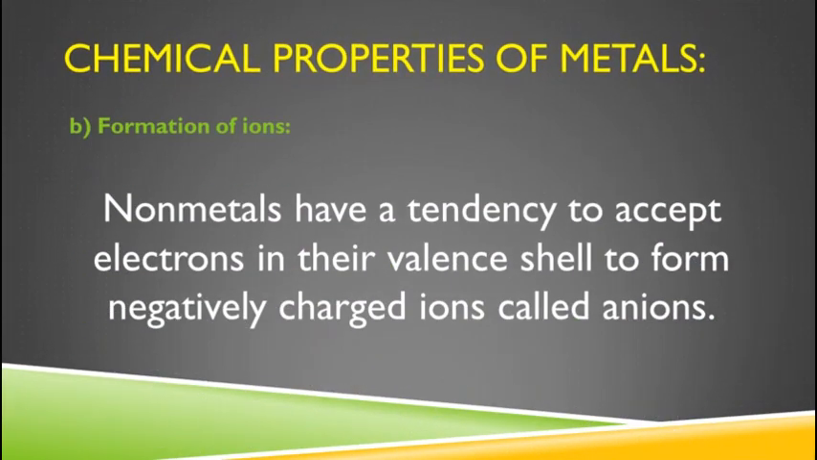Now next is the formation of ions. Students, non-metals have a tendency to accept electrons in their valence shell to form negatively charged ions called anions. Non-metals accept electrons from outside, and as they accept electrons, they acquire a negative charge and become negatively charged ions, that is anions. We have just seen that metals form positively charged cations, but non-metals form negatively charged anions by accepting electrons.